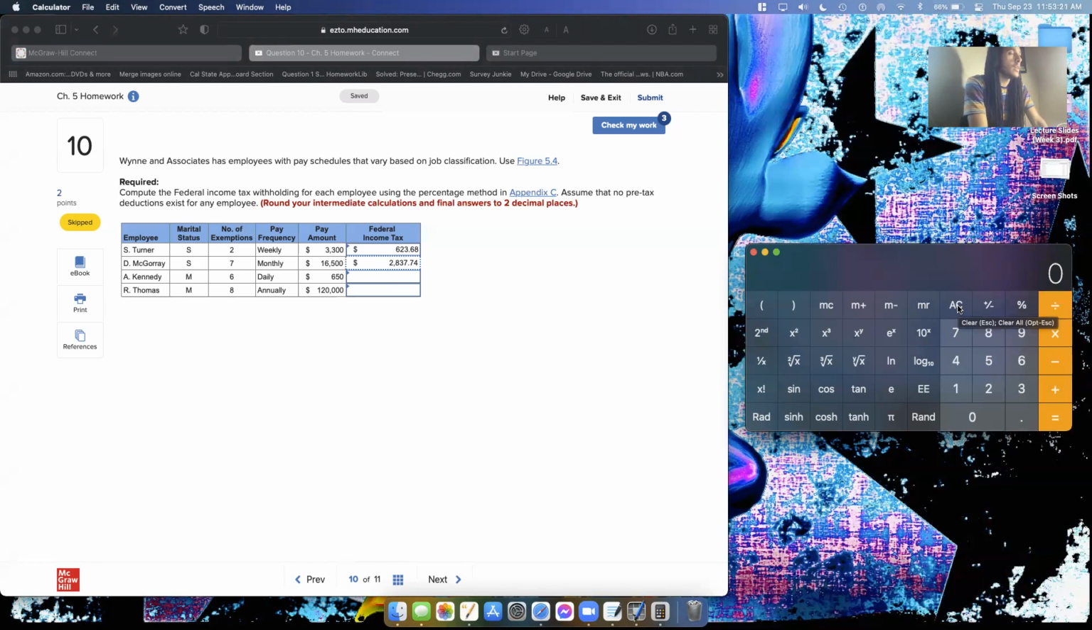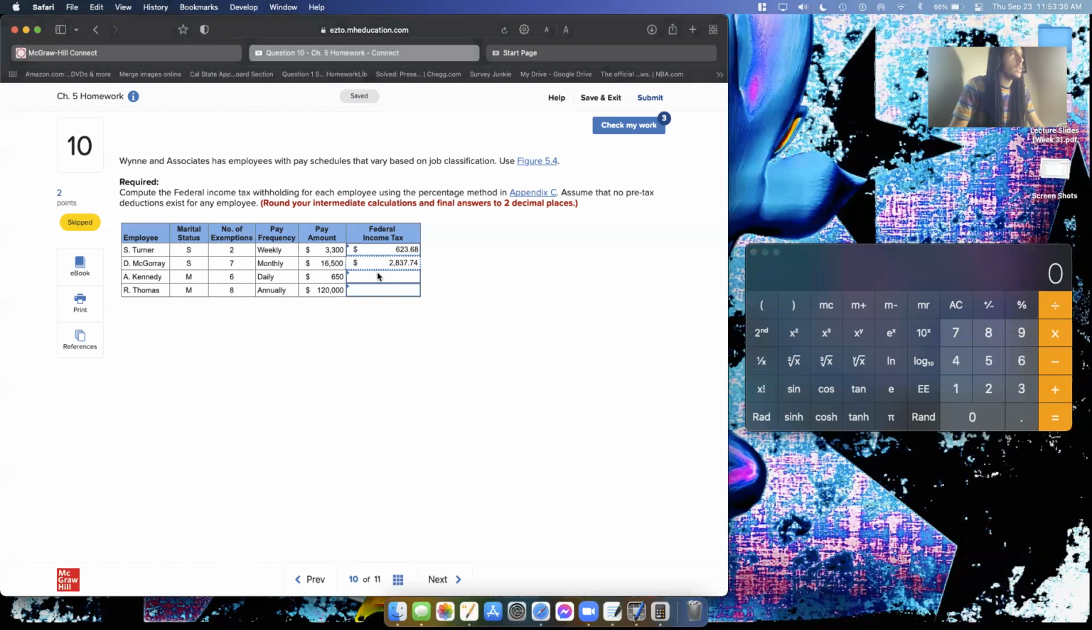Now for A. Kennedy. A. Kennedy is married with 6 withholding allowances, is paid daily, and is paid $650 a day. Not gonna lie, that's pretty good for getting paid on a daily.